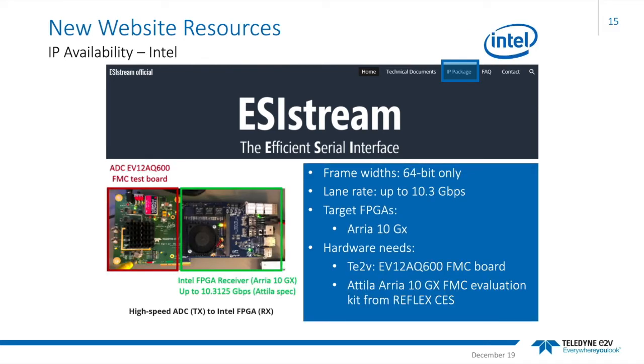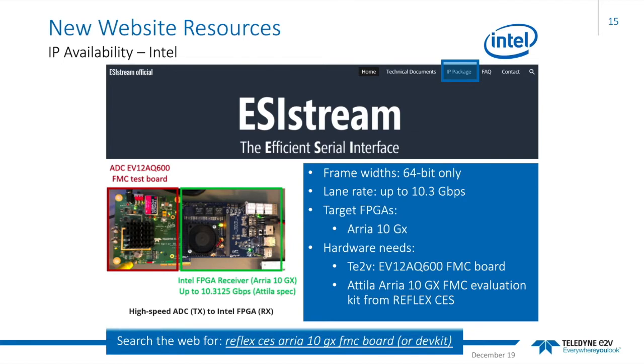For Intel FPGAs, we offer a 64-bit IP package supporting a lane rate up to 10.3 gigabits per second. This supports the Arria 10GX FPGA. Support hardware once again includes the EV12AQ600 FMC board from Teledyne E2V, working in combination with the Atila Arria 10GX evaluation kit, this time available from Reflex CES. To track down the Reflex CES system, simply search the web for Reflex CES Arria 10GX FMC board or DevKit.